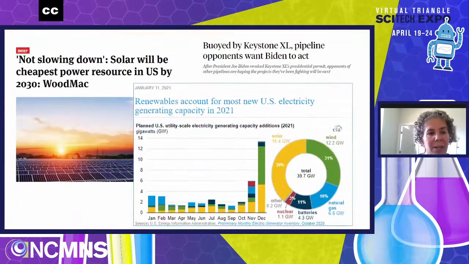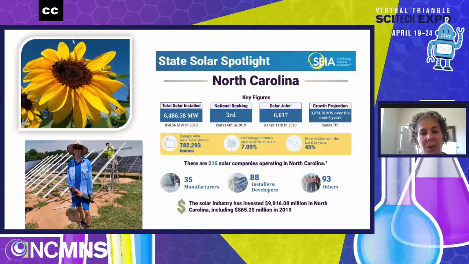Where's solar going? So solar, these are some headlines from this year. Solar's not slowing down. It's going to be the cheapest power source in the US by 2030. Renewables in 2021 are going to account for the most new electricity usage in the United States. And in North Carolina, we are the 3rd highest solar producing state, and it's responsible for about 6,600 solar jobs. You can see a lot of megawatts installed. We have 88 installers or developers of solar, and it's a really big business here in North Carolina.